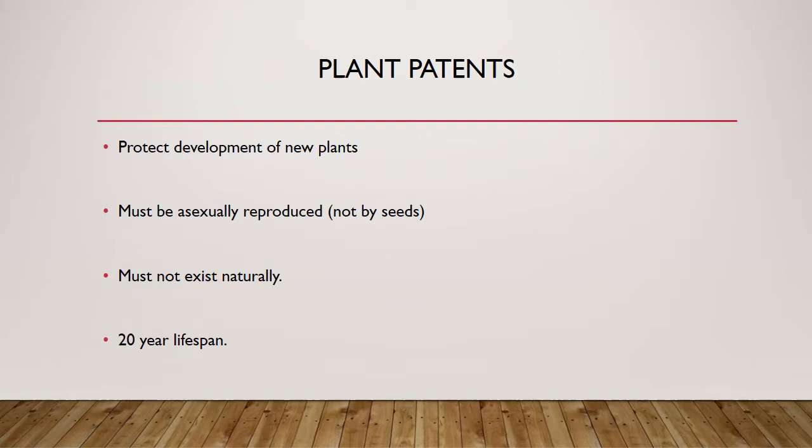And the last category we talked about is plant patents. Surprisingly, there are enough iterations of people taking and developing new plants that it is a recognized category of patents. To be eligible, it has to be a plant that is asexually reproduced, meaning there's some form to it that's not natural. It's not by seeds, so it's something that's being created by man, and it must not exist naturally. If it's something that's natural, you're not really developing anything. For plant patents, you would get a 20-year lifespan.